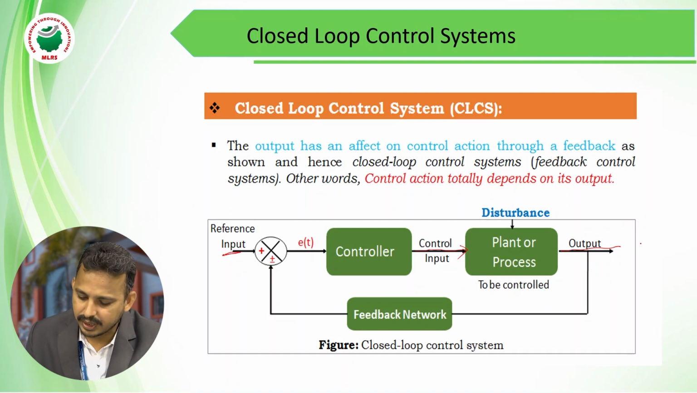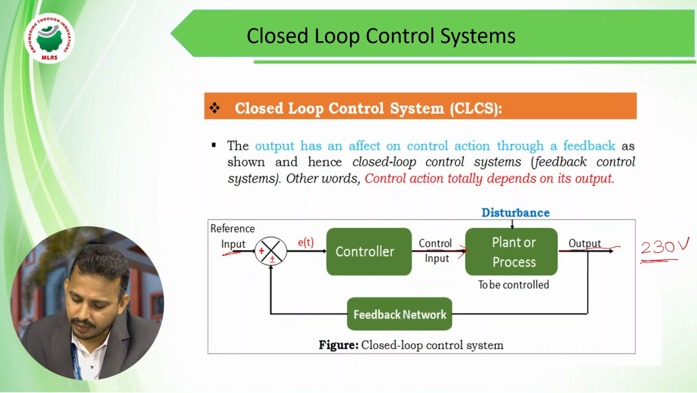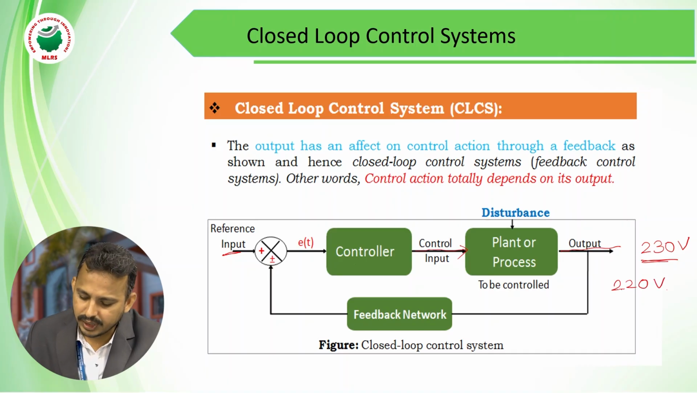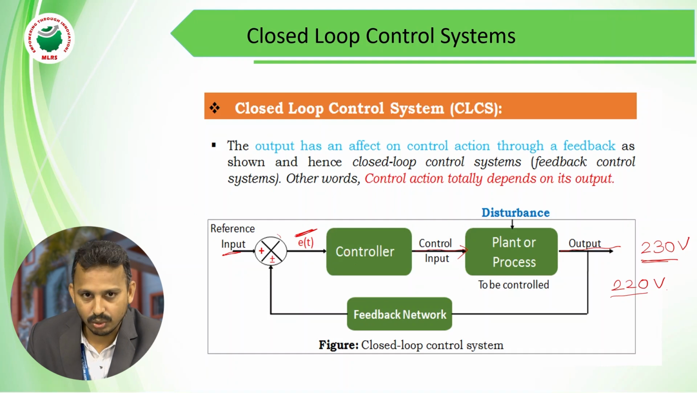Suppose the desired output is, let us consider, 230 volts for this block diagram, but I am not getting 230 volts here. Instead of 230, I am getting 220 volts. So this 220 volts feedback will be sent to the summing point with the reference input, and then the error signal will be generated, and this error signal is connected to the controller action.